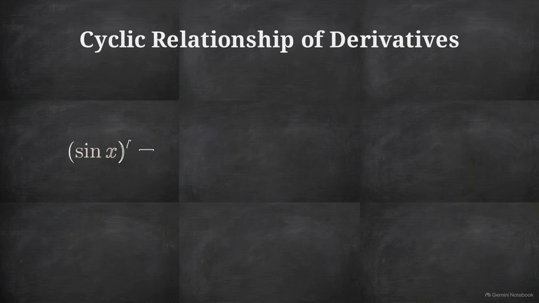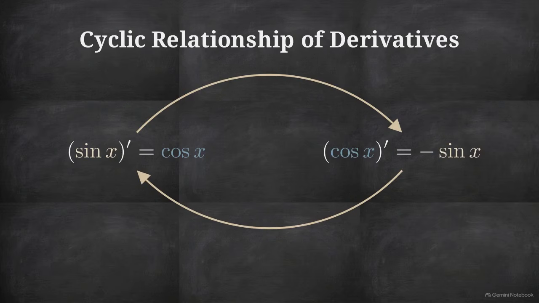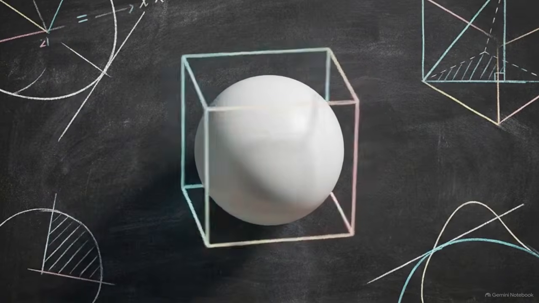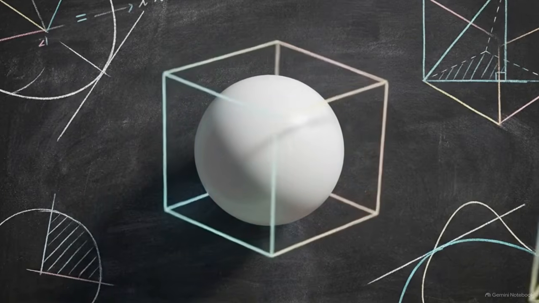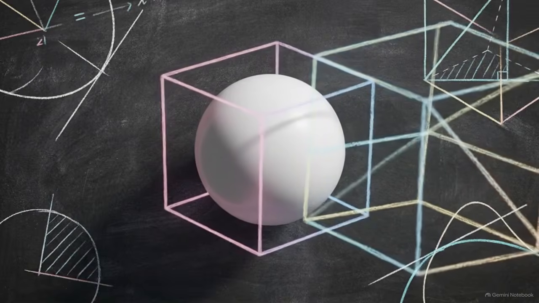These formulas define the cyclic relationship of trigonometric derivatives. The derivative of sine is cosine. And the derivative of cosine is negative sine. The most critical nuance here is the minus sign in the cosine derivative, a frequent point of error. Trigonometric calculus is simply the exact same algebraic rate of change engine seamlessly applied to spinning, rotating geometric shapes.